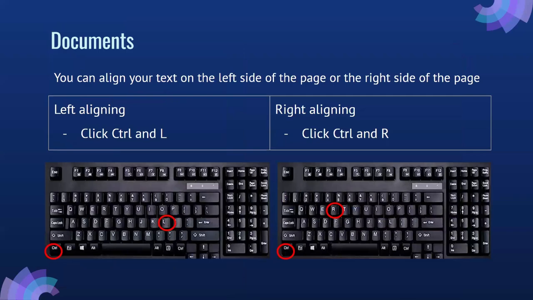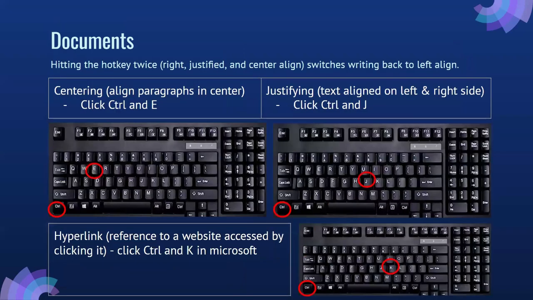Here you have some more document shortcuts. You have left aligning, which is Control and L, and right aligning, which is Control and R. What this basically does is change the way your text is aligned on your document. We have even more document shortcuts. We have centering, to align paragraphs in the center, that's Control and E. Justifying, so that's text aligned on the left and right side, Control and J. And you've got hyperlink, which is just Control and K.